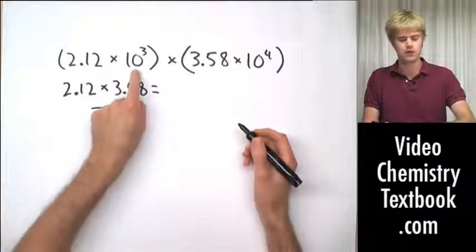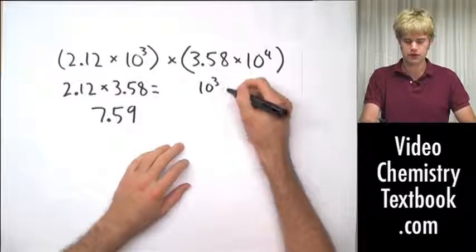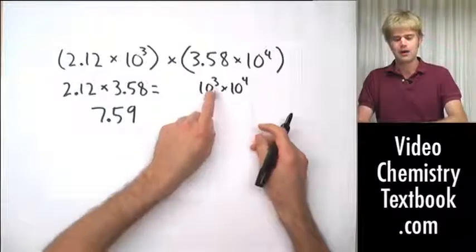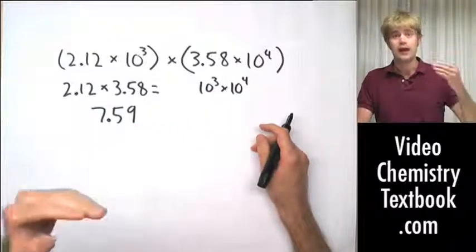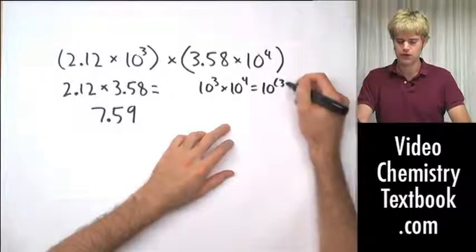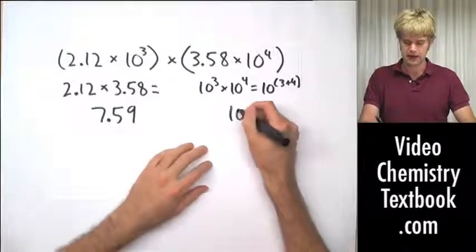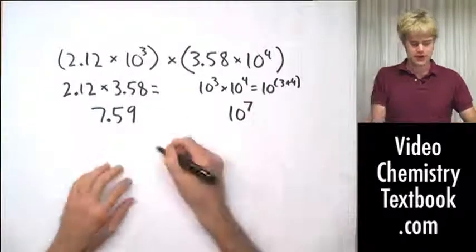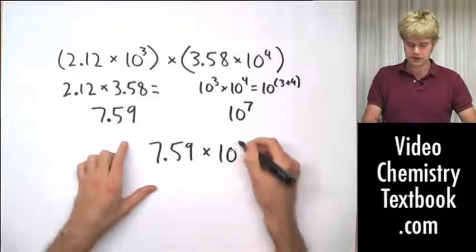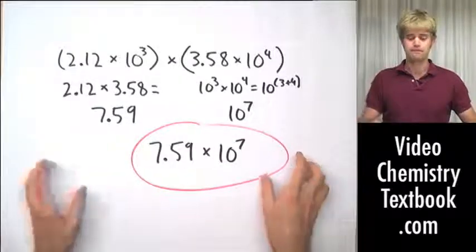Okay, the next thing we want to do is take these 10s raised to the power and multiply them together. So we do 10 to the third times 10 to the fourth. When we multiply powers of 10 together, we add the exponents. So this equals 10 to the 3 plus 4, or we can say equals 10 to the 7th. So the answer here is 7.59 from the first half times 10 to the 7th. And that's our answer for this problem.